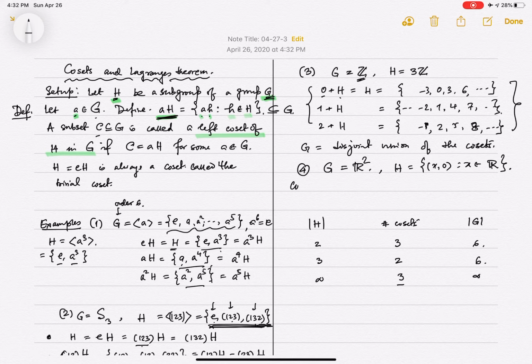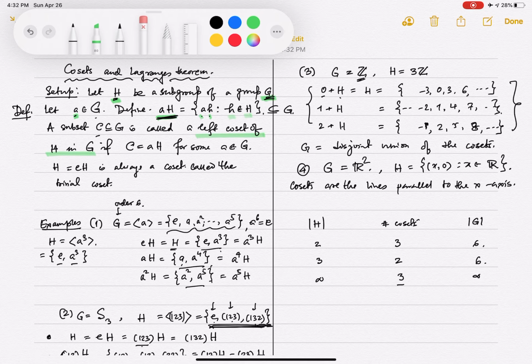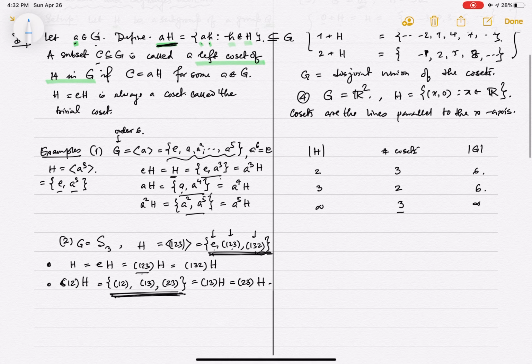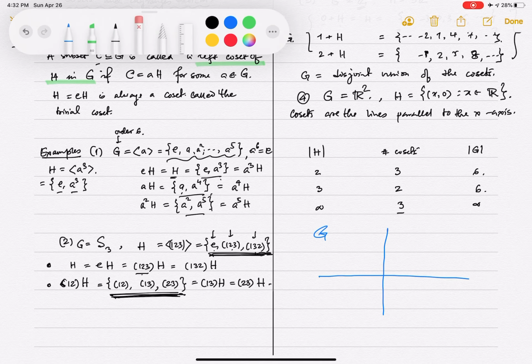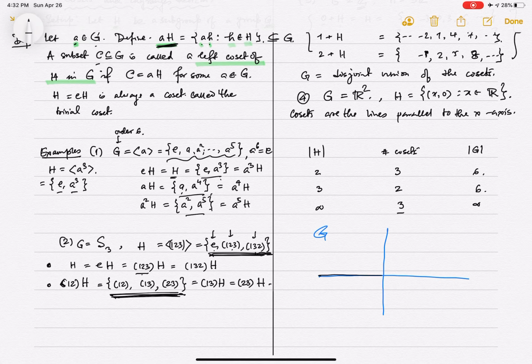Then the cosets are the lines parallel to the x-axis. This is what I claim. And this is easy to see. Here is G. Here is the subgroup, maybe, the x-axis.